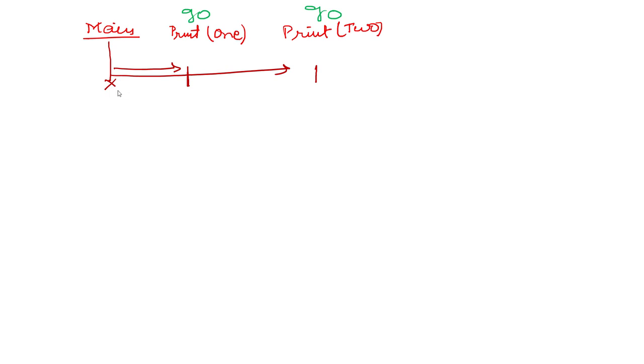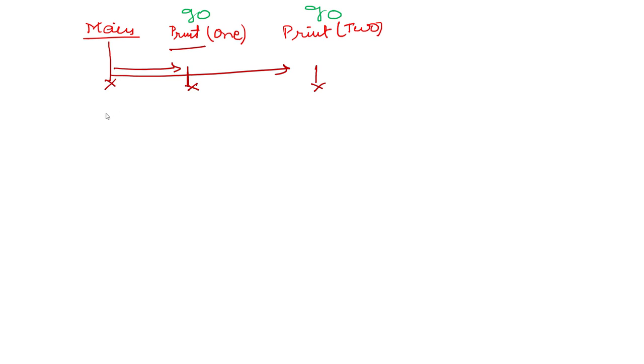Since the main method has finished, this goroutine, which is printing 1, and the second goroutine, which is printing 2, have also terminated. Now, is this the correct behavior? I feel no, this is not correct behavior, because we wanted to execute this print method and perform some actions, but the main method has finished.